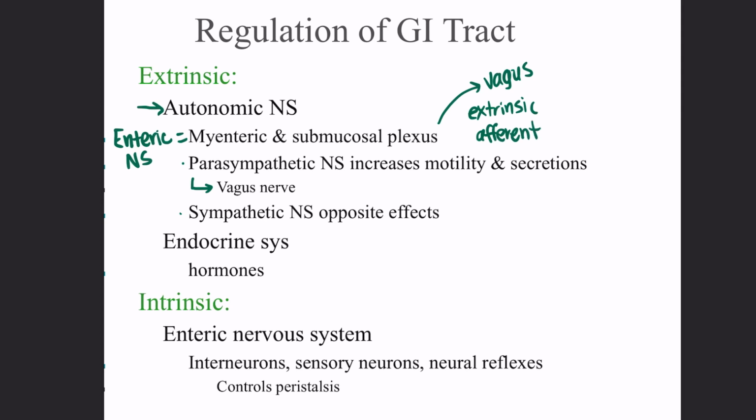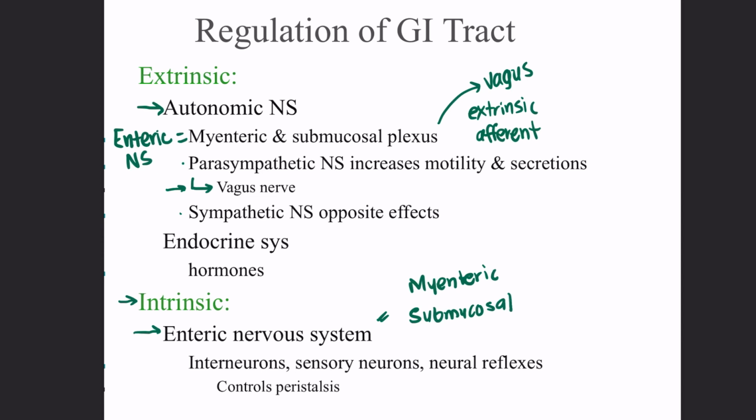So it is extrinsic because it's coming via the vagus nerve, but it's kind of like in the middle because it's coming from the enteric nervous system. And then we have intrinsic control, which again, here we see the enteric nervous system. And again, that includes the myenteric and submucosal plexuses.